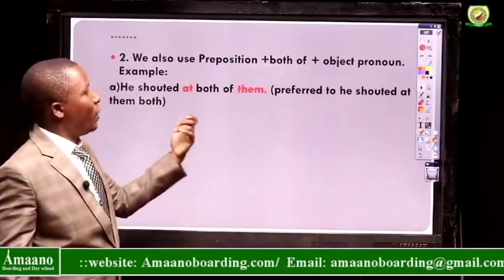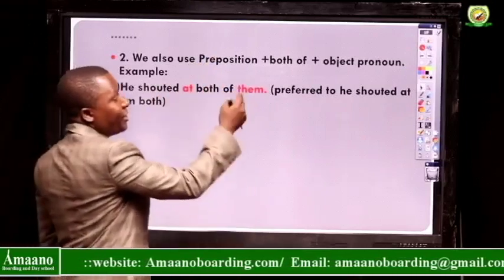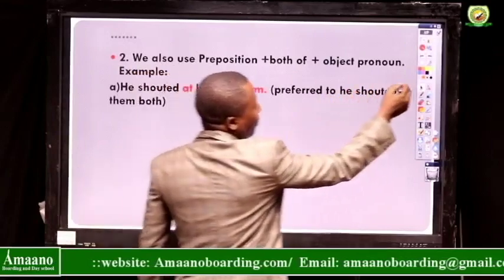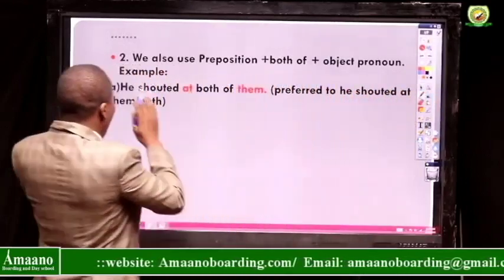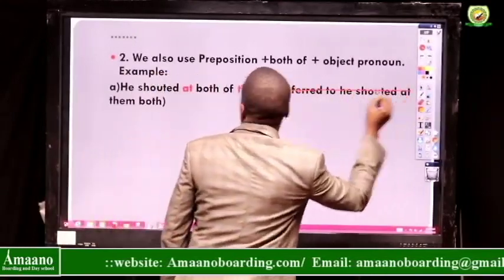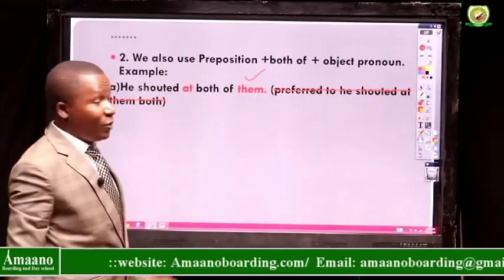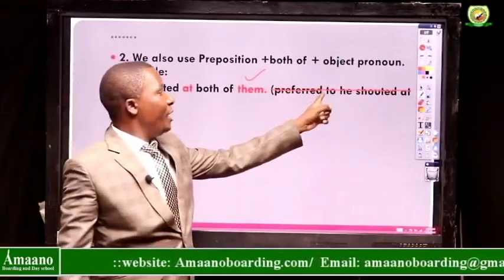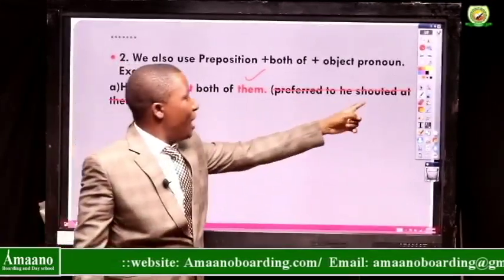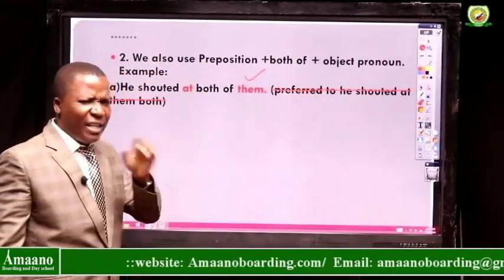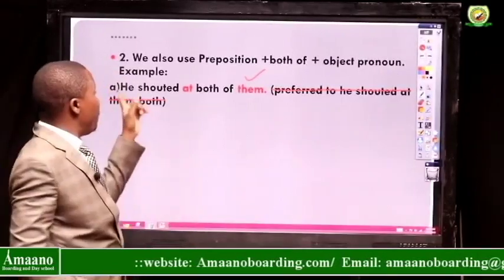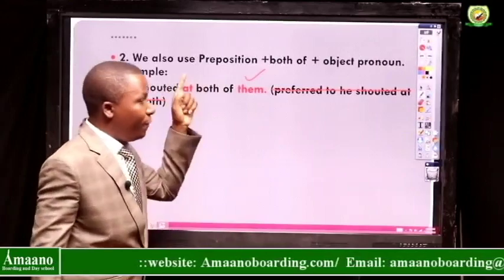Now this one, you can say this instead of, preferred to, this: he shouted at both. Now this one here, you have to say this instead of this. That's why I said preferred to. He shouted at both of them. But you cannot say he shouted at them both. No. But I know most of you normally say it like that. He shouted at them both. No. You have to say he shouted at both of them.